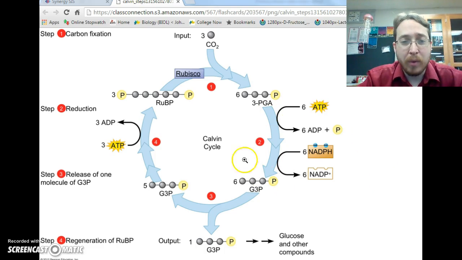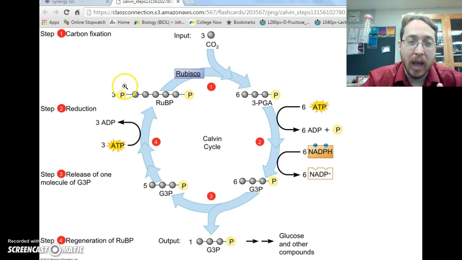So now that we've done this, what's the point? Well, at one point in this process, that will be kind of down here, we will have 6 G3Ps. And G3P is a 3-carbon molecule. 5 of those G3Ps will go back in the cycle and form RuBP, so that we can get ready for the next carbon dioxide. One of them leaves the cycle.